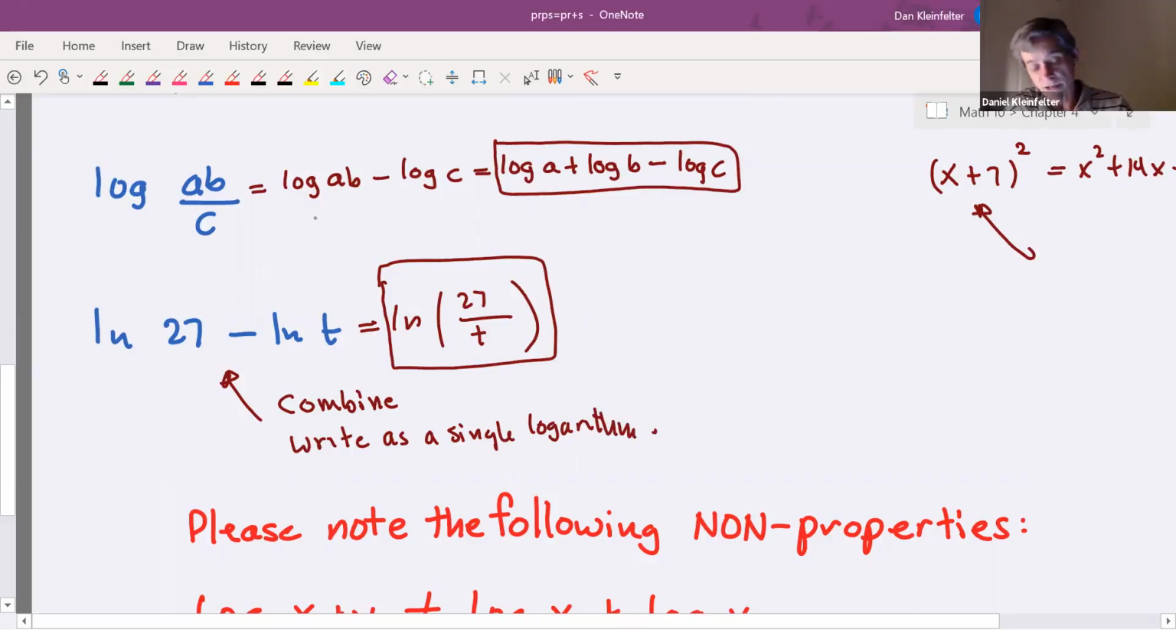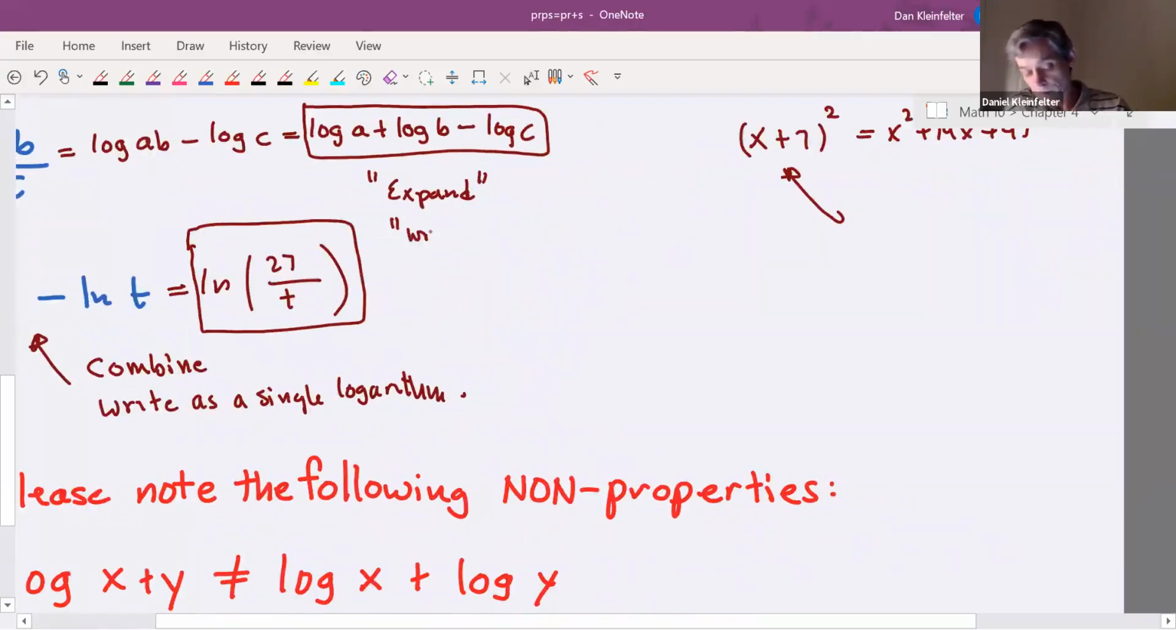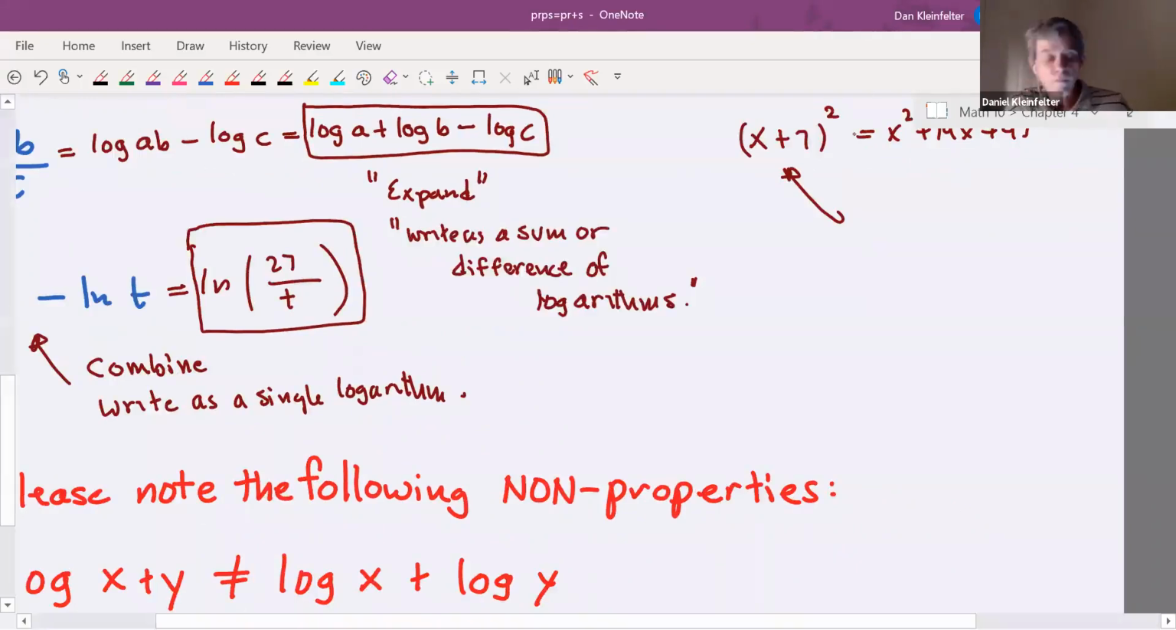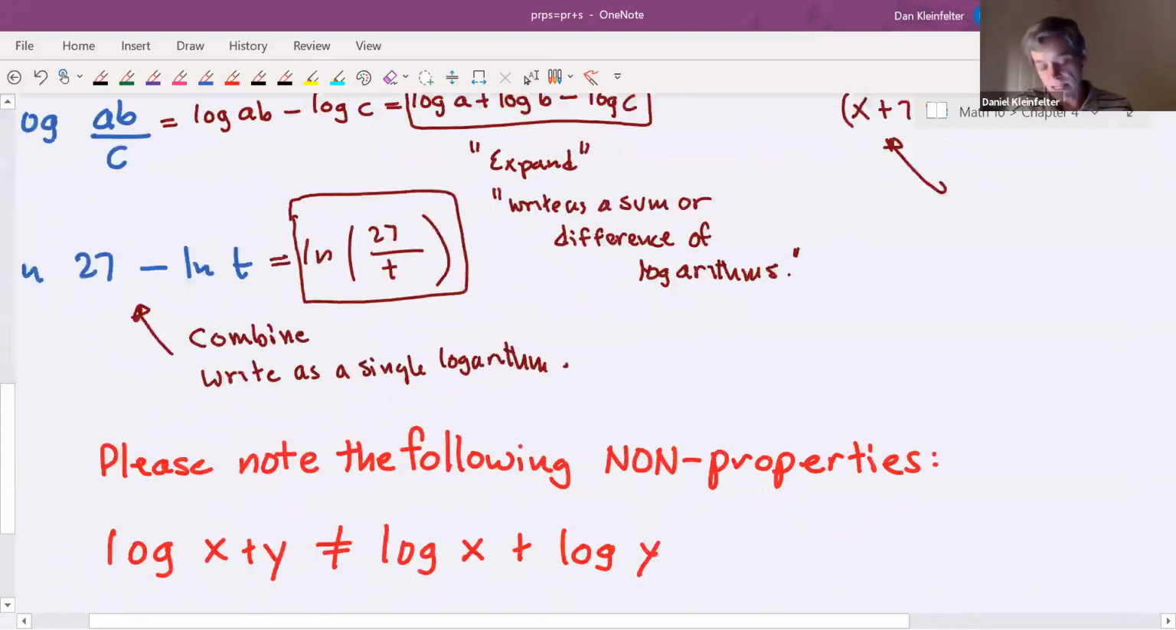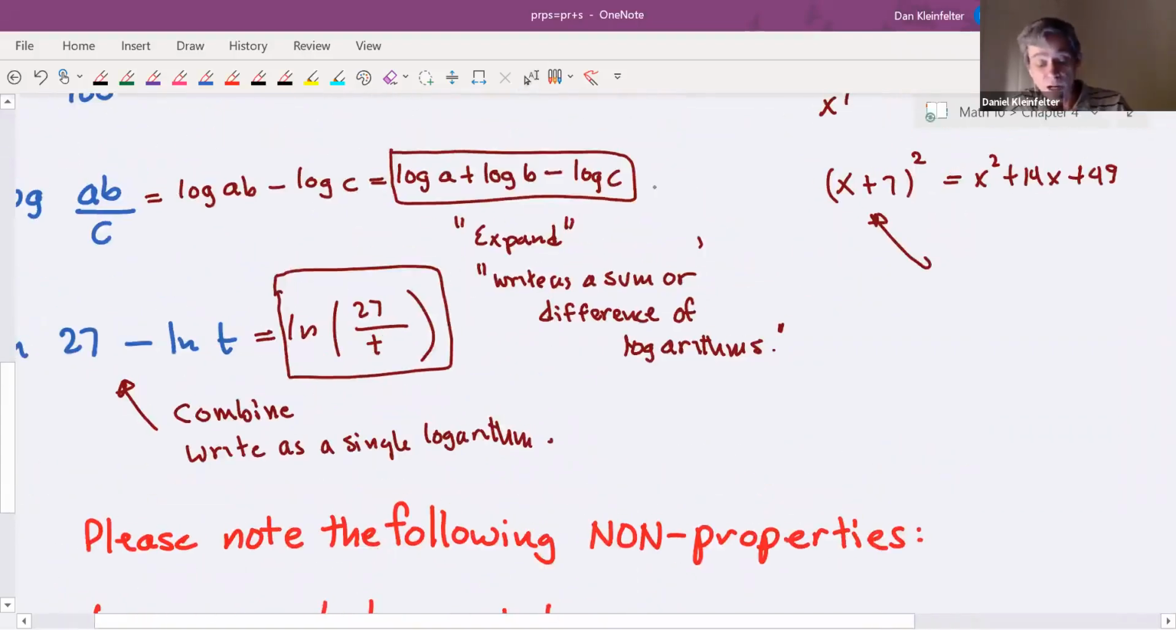And then if it starts off as a single logarithm and we want to expand it, the wording might be expand, or write as a sum or difference of logarithms. Okay, so we could write that as expand or write as a sum or difference of logarithms if we wanted it as a whole bunch of individual logs.